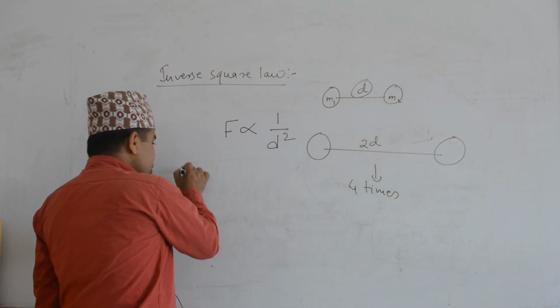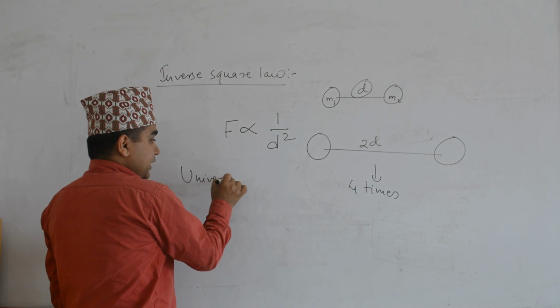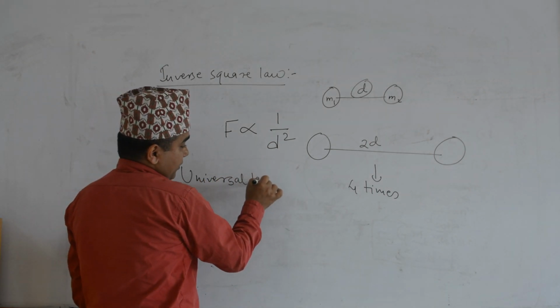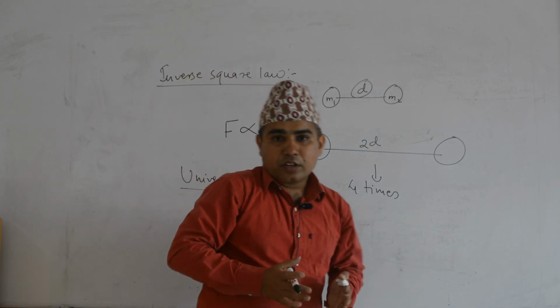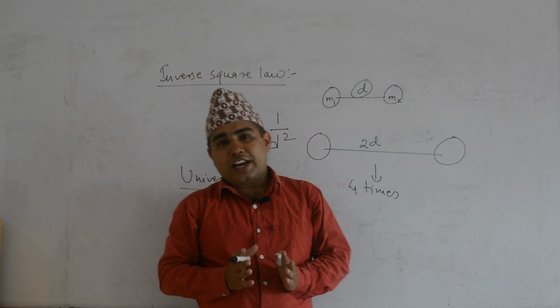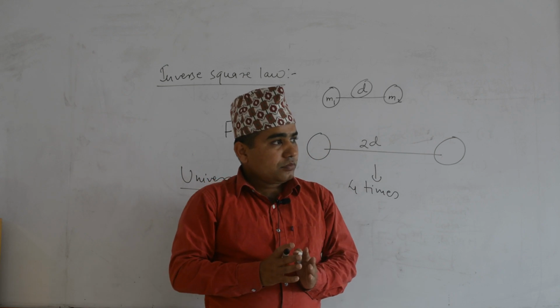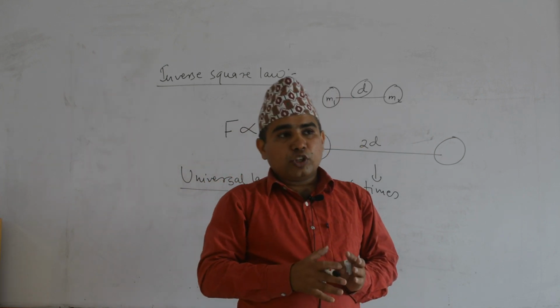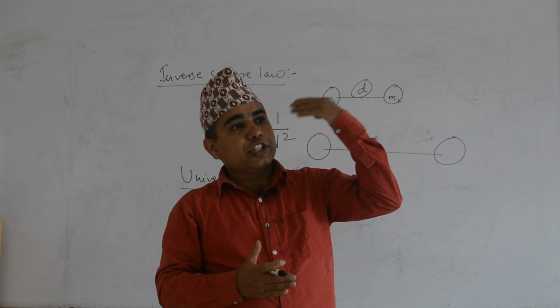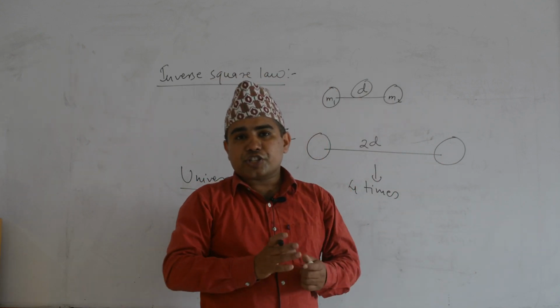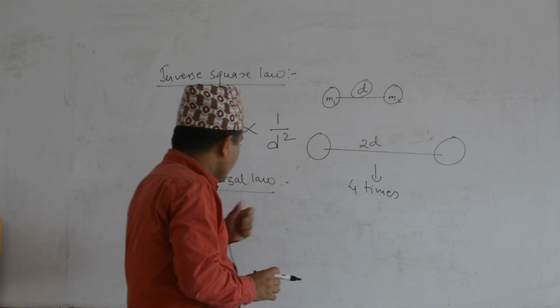And it is a universal law. What does that mean? It means this law is applicable anywhere. Everywhere in the universe this law is valid. This law is valid here on the surface of the earth, even in the center of the earth, and even on the moon. Anywhere in the universe this law is valid, so it is called a universal law.